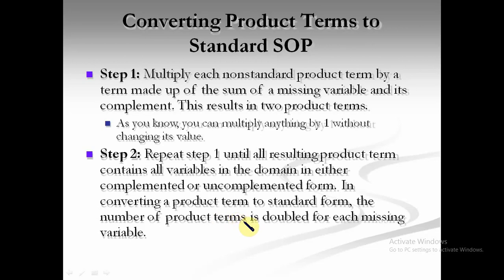This is converting product terms to standard SOP. The steps are: multiply each non-standard product term by the missing variable terms. We will see this in an example, and then the concept will be clear. It is not necessary to write the steps, but when you take any example, you clear the concept. Let's take an example.